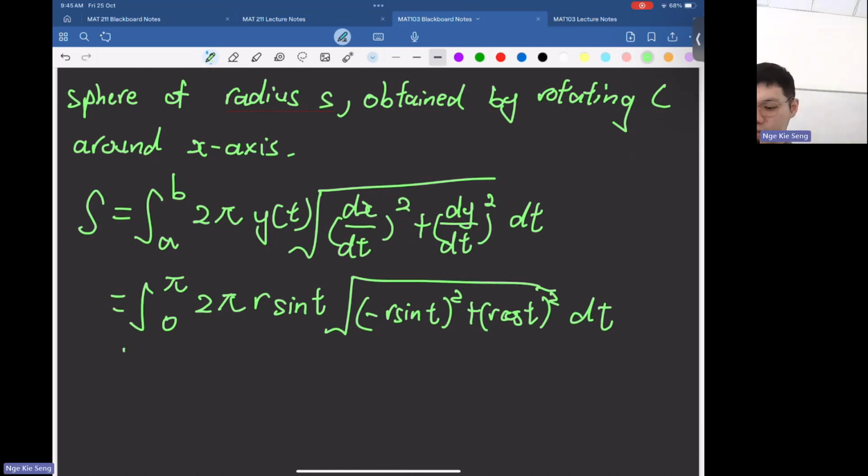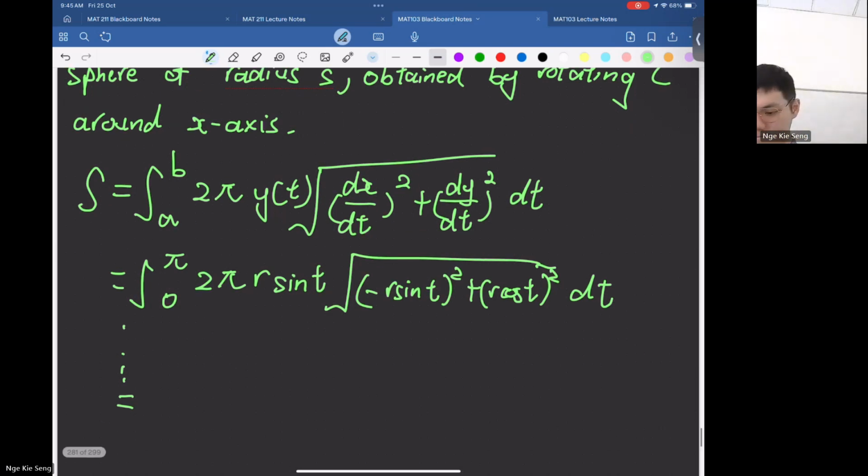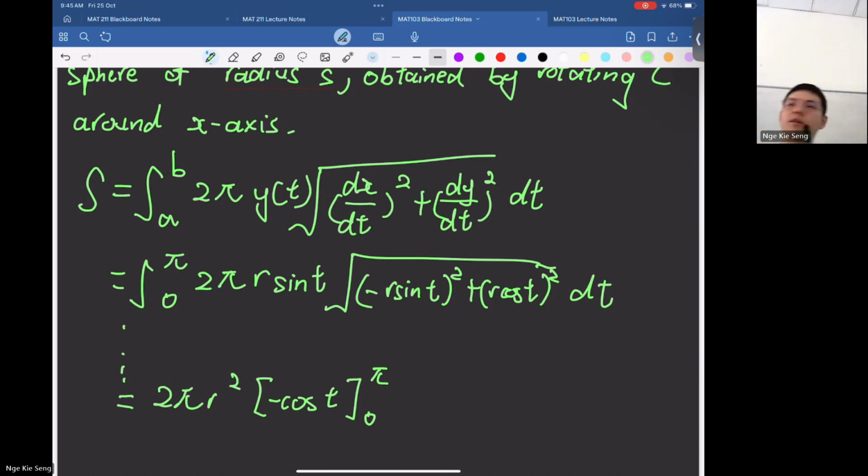Okay, finish the computation. Do you get 2 pi r squared times minus cos t integrated from 0 to pi? No? Do you get this? Compute, I'll give you time. Try and do some integration.